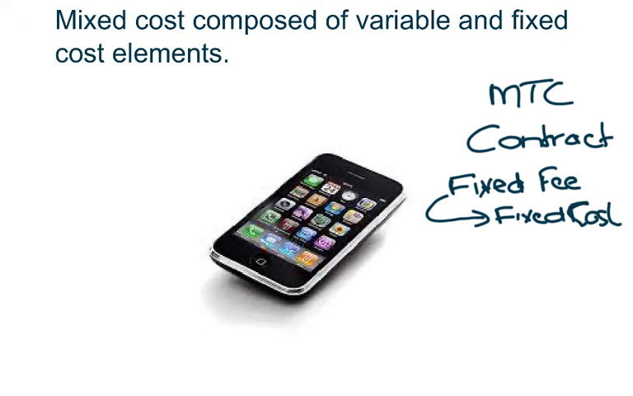Then if you look at the data that you will use or the calls that you will make, you will pay for those extra. So if you use a lot of data, if you make a lot of calls, then your variable cost will increase. But if you don't use the phone, you don't make any calls, don't use any data, then you won't have any variable cost. So I will say here my variable cost is then the data or the calls.